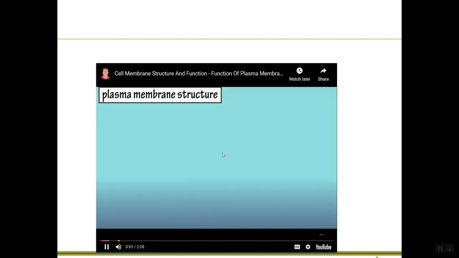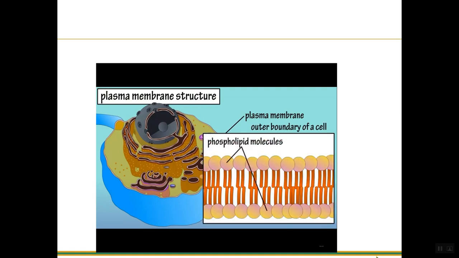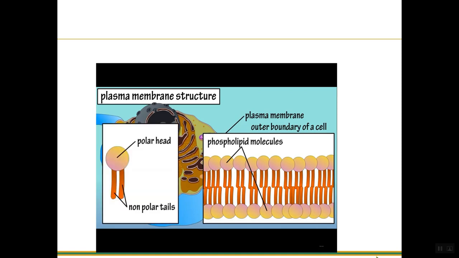Structure of the plasma membrane. The plasma membrane is the outer boundary of a cell. It is composed mainly of a double layer of phospholipid molecules that are held together by chemical attractions. These phospholipid molecules have a polar hydrophilic water-loving head and two nonpolar hydrophobic water-fearing tails. The membrane is formed as the heads face out and the tails face in, forming a bilayer that acts like a fence, as you can see here.